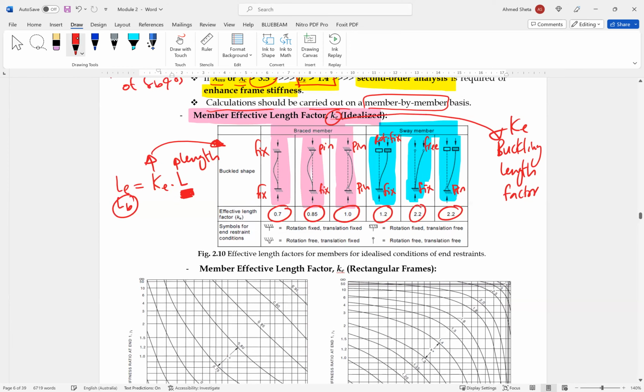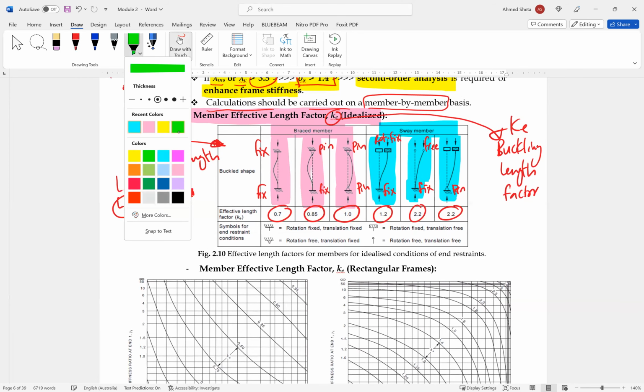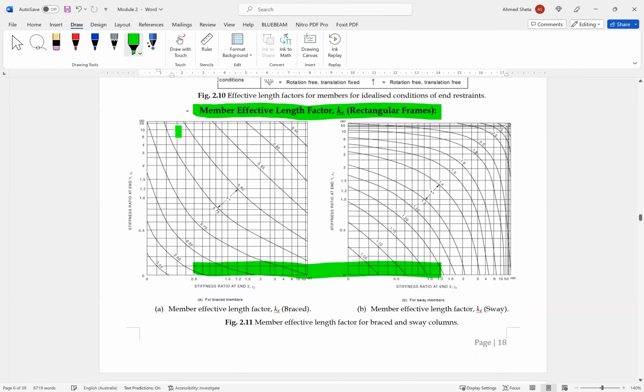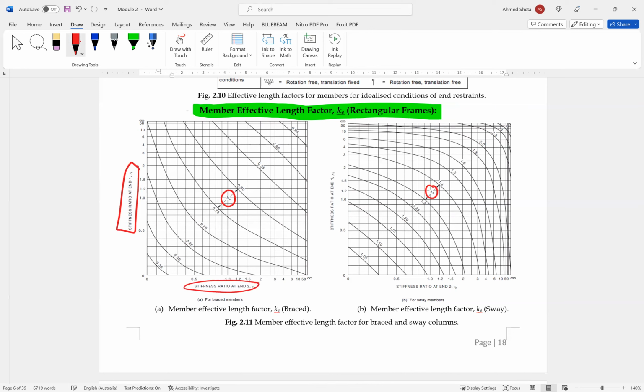The second method of calculating KE is using the Australian standard. This is for rectangular frames, and these two curves are used to calculate KE. To calculate KE, you need two things: stiffness at end one and stiffness at end two. So each column, as you know, has end one and end two. So you need to know gamma 2 and gamma 1, and using this table you can get KE.